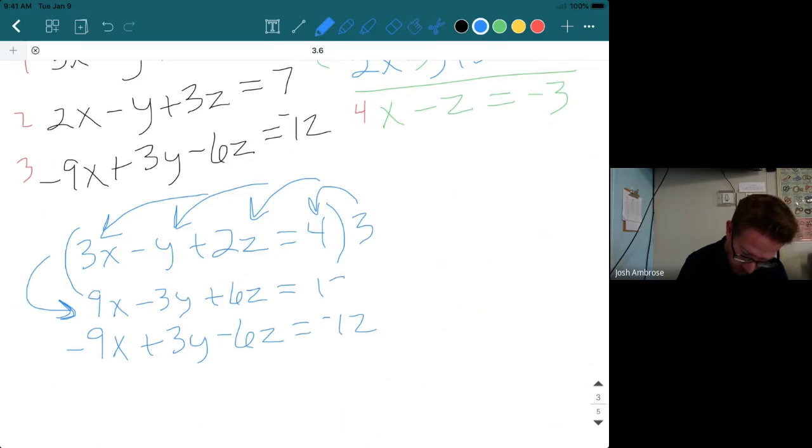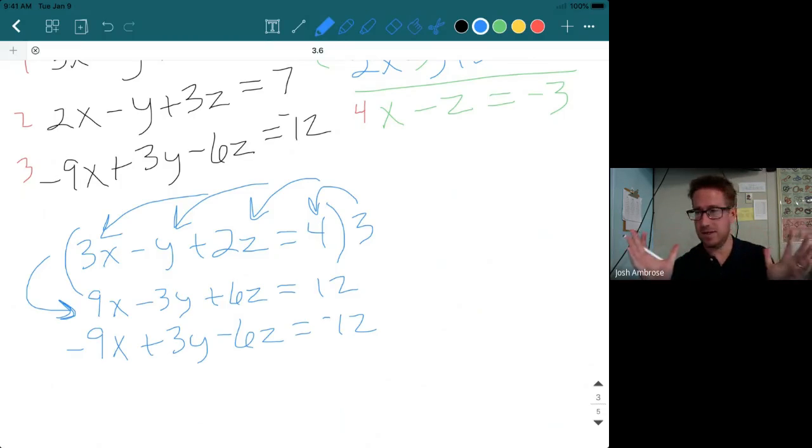equals 12. Now, if you look closely at this, the reason why I wanted to fit it in there directly above it, everything is matching. You have a 9x, you have another 9x. You have a 3y, you have another 3y, a 6z, another 6z. I know I'm way too hyper about this, but you have to notice that. All right? Everything matches up perfectly.